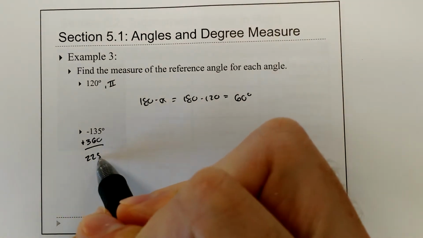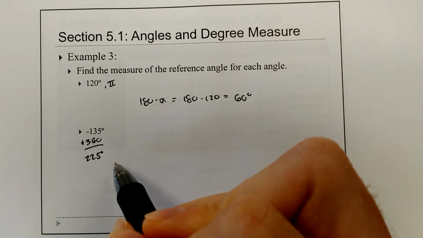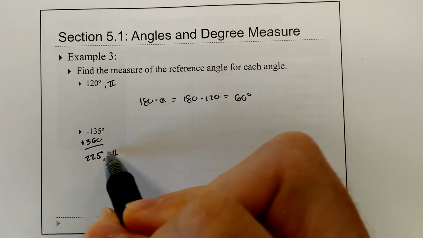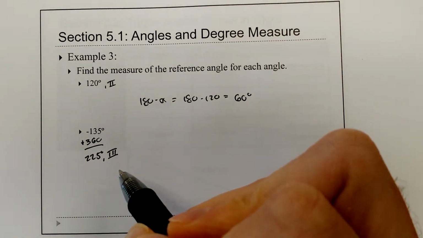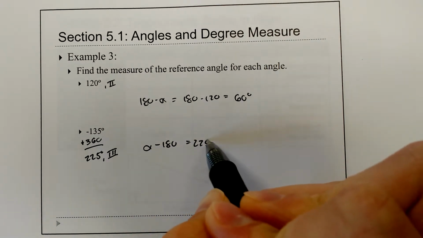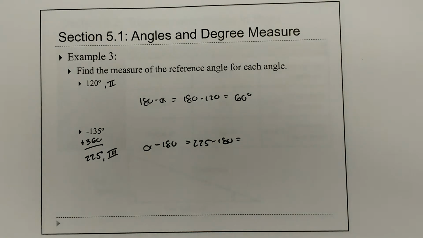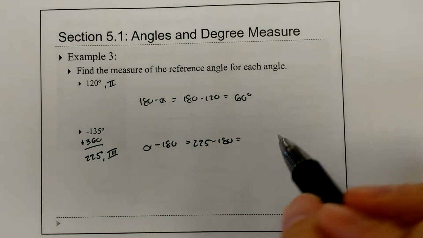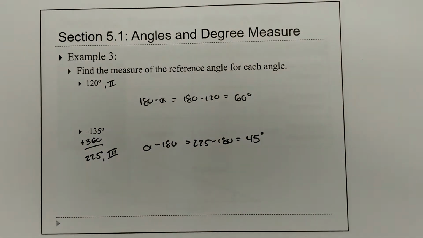So that is a 225 degree angle. 225 is in quadrant 3, and for quadrant 3, you're going to take your angle minus 180, so that's 225 minus 180. So this reference angle is 45 degrees.